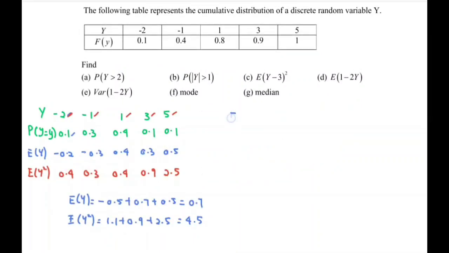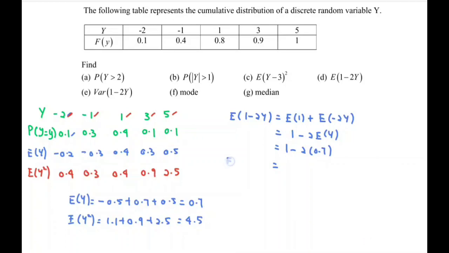Next D, we have E[1 minus 2y]. By referring to the properties, we have E[1] plus E[negative 2y]. Then we will have 1 minus 2E[y]. Kindly substitute E[y], so we have 0.7. Negative 1.4. So here we have E[1 minus 2y] will be equals to negative 0.4.